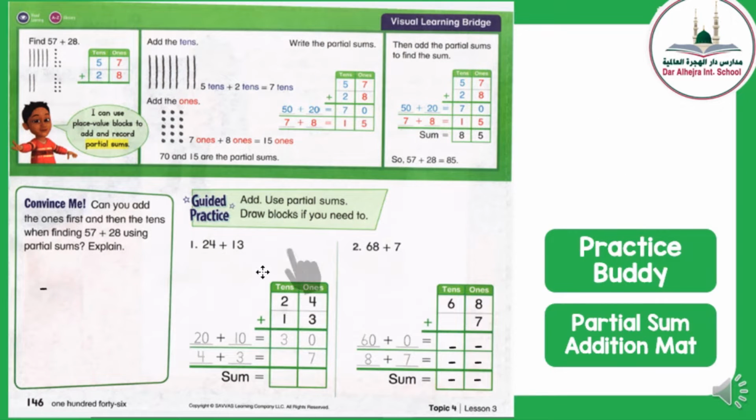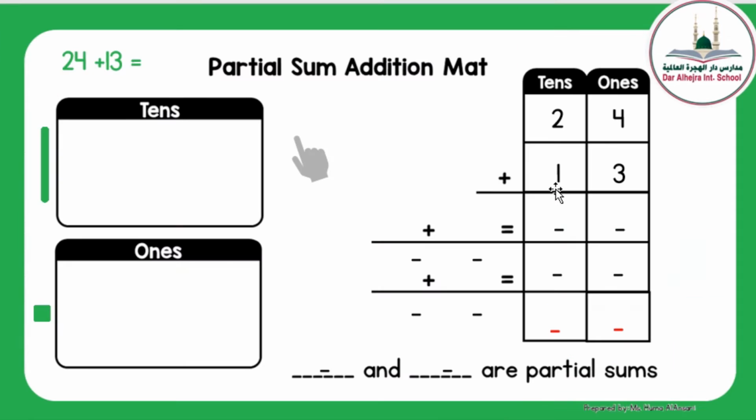Let's solve these equations one by one using the partial method. So here we have got an equation, 24 plus 13. I'm going to copy it here. I can write it like this as tens and ones, and I can represent it with the help of the lines and the dots.